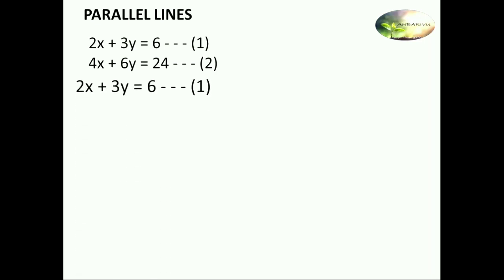Next, an example for parallel lines. 2x plus 3y is equal to 6 and 4x plus 6y is equal to 24. First equation, 2x plus 3y is equal to 6. Here 2x moves to the right hand side, then it becomes 3y is equal to 6 minus 2x. Then the multiple of 3 going to the right hand side becomes divide. Then y is equal to (6 minus 2x) by 3.